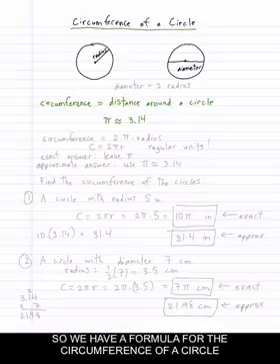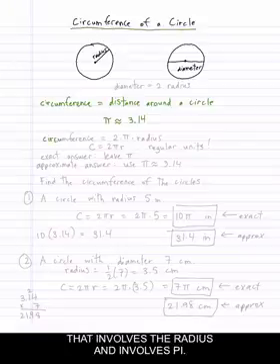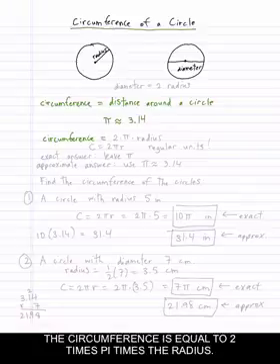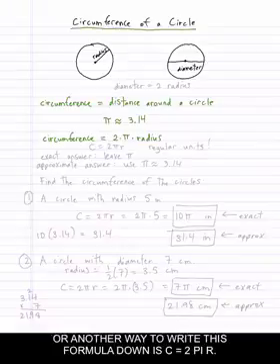So we have a formula for the circumference of a circle that involves the radius and involves pi. The circumference is equal to 2 times pi times the radius. 2 times pi times the radius. Or another way to write this formula down is C is equal to 2 pi r. Okay.